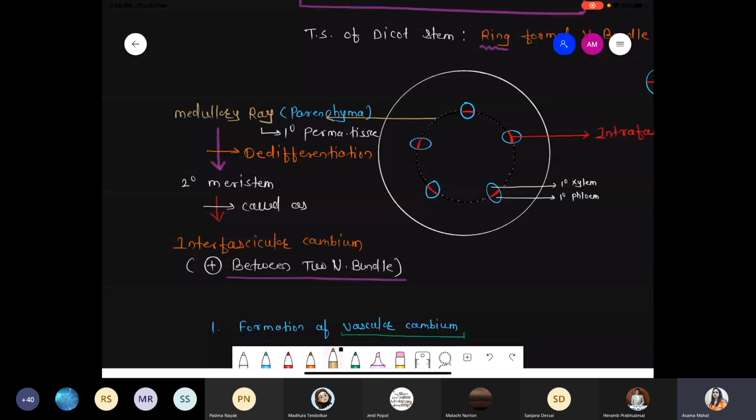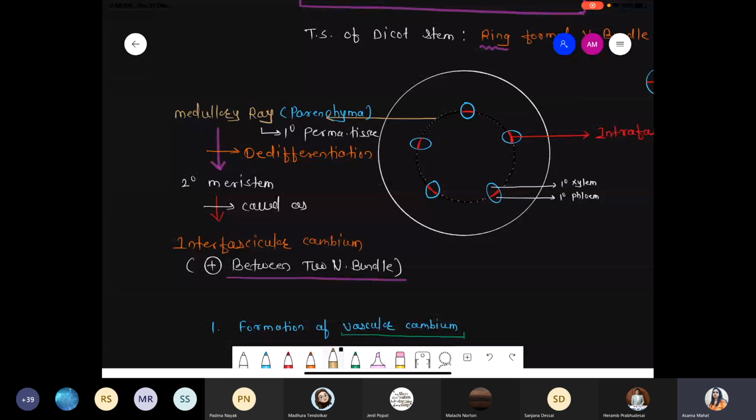Medullary rays regain division capacity, which is called de-differentiation. We already discussed this part during the initial class. De-differentiation means regaining the division capacity, and due to it the primary permanent tissue, that is the medullary ray, converts into secondary meristem. You know very well, meristem means active, metabolically active cells that produce all types of cells present in a plant. It behaves like a stem cell. Such a secondary meristem is simply called the interfascicular cambium.